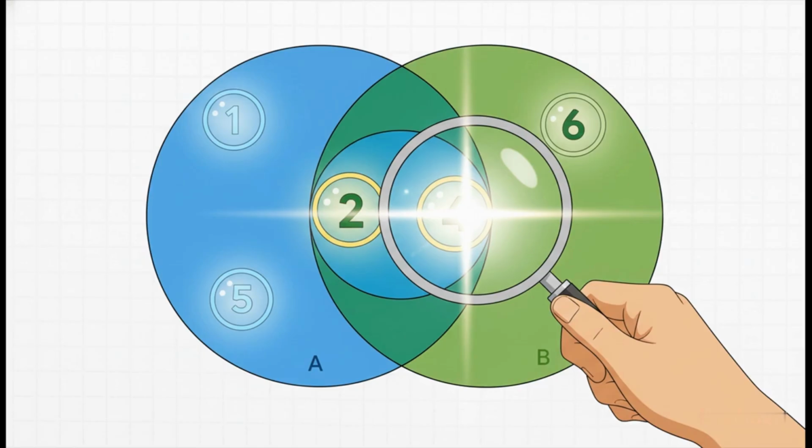Well, we just apply the rule. Find the elements that they both share, and the only numbers that are in both sets are 2 and 4. So the intersection is the set 2, 4. It's simple, it's logical, and it's all based on a rule.